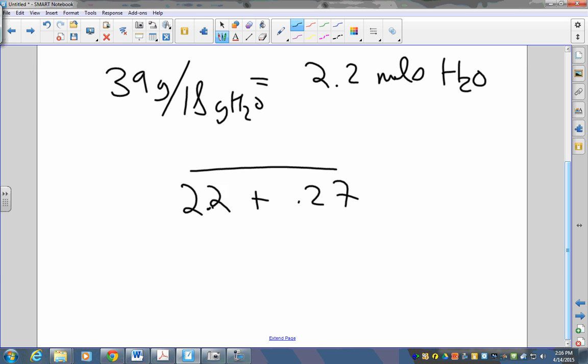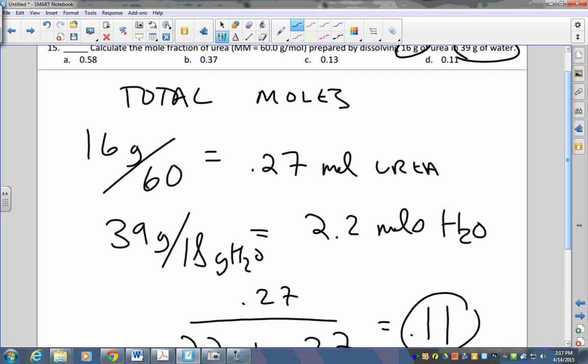So then I total this out. I'm going to go 2.2 plus 0.27. That's going to give me 2.5 on the bottom. And then I'm going to take 0.27 divided by 2.5, and I get a mole fraction of basically 0.11 for urea. And if I look there, D is the correct answer. So whenever you do mole fraction, remember, I need everybody in moles. First divide by molar mass, switch everybody to moles, put the total on the bottom, the part you want on the top, and you're good to go.